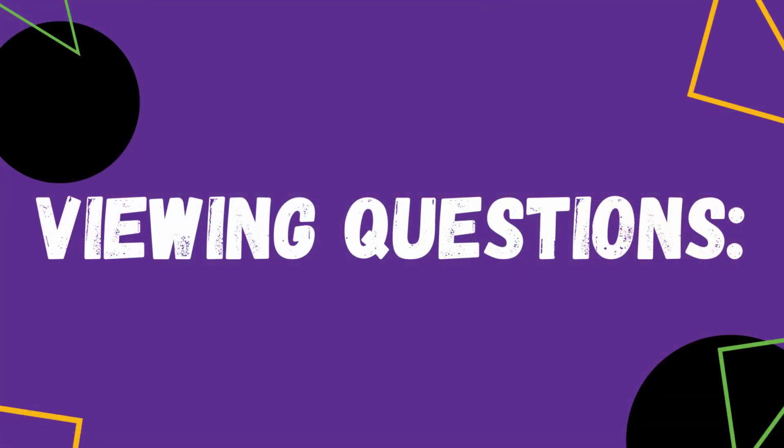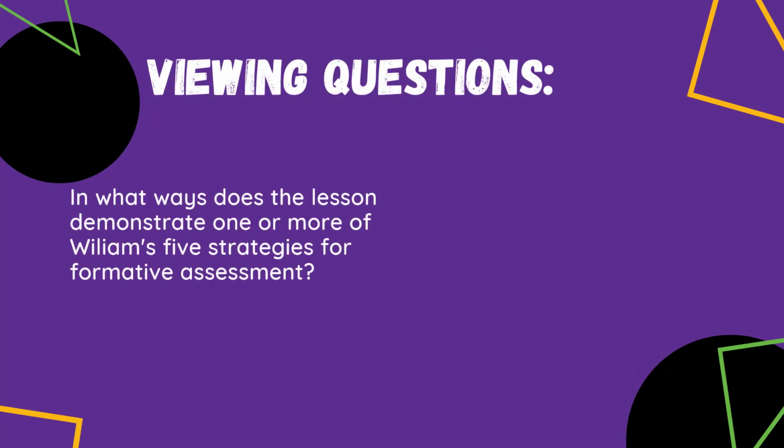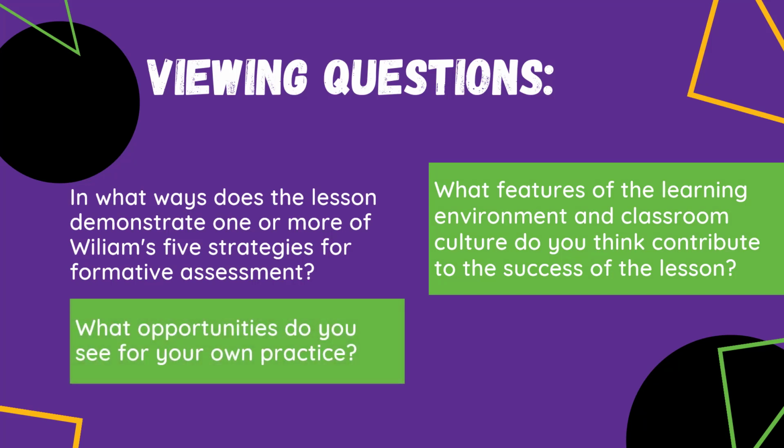As you watch, consider the following questions. In what ways does the lesson demonstrate one or more of Wiliam's 5 strategies for formative assessment? What features of the learning environment and classroom culture do you think contribute to the success of this lesson? And what opportunities do you see for your own practice?